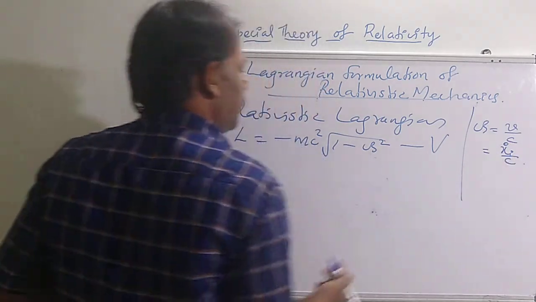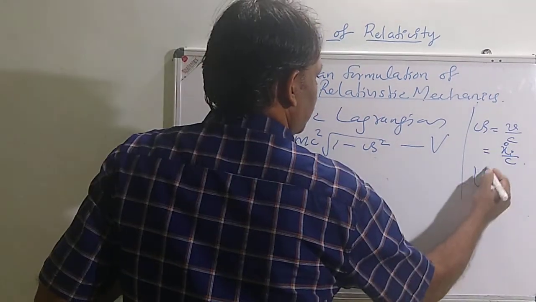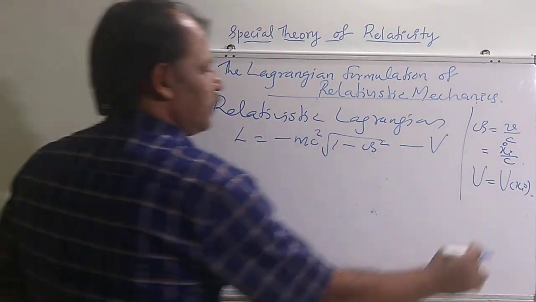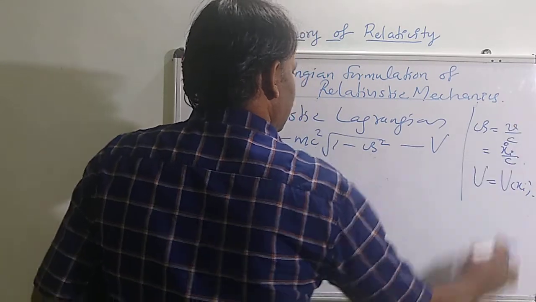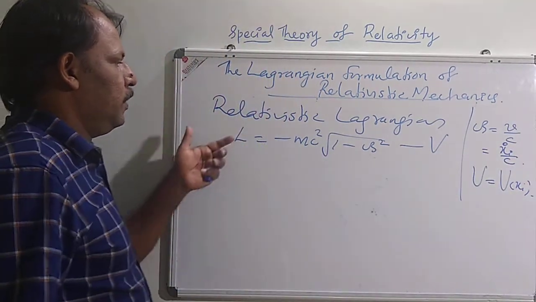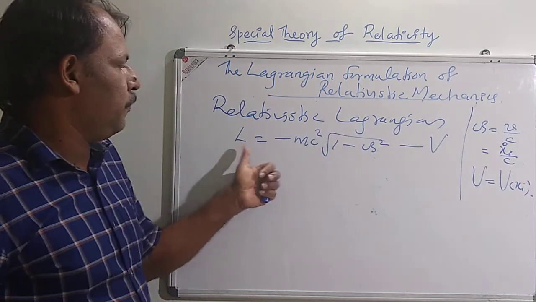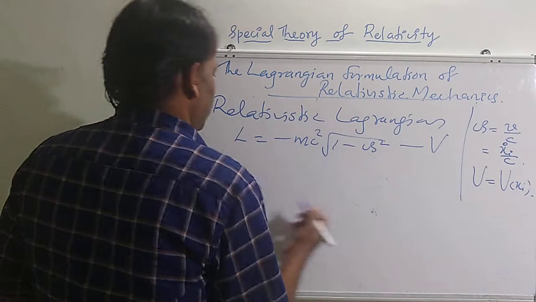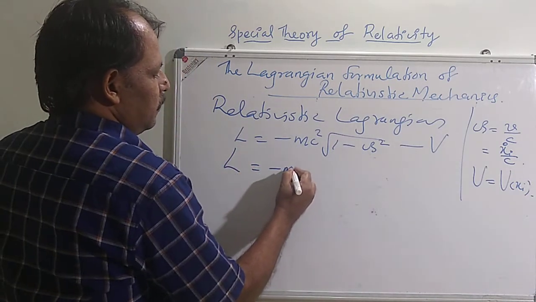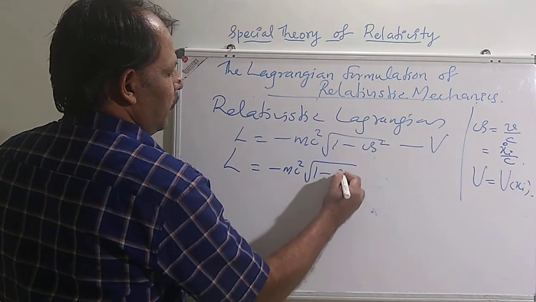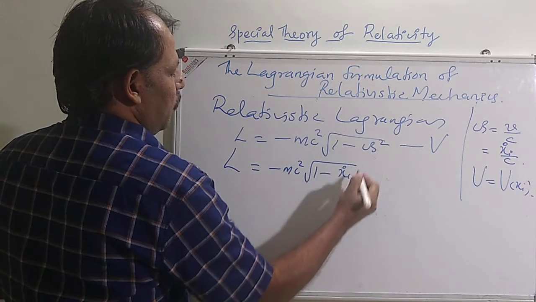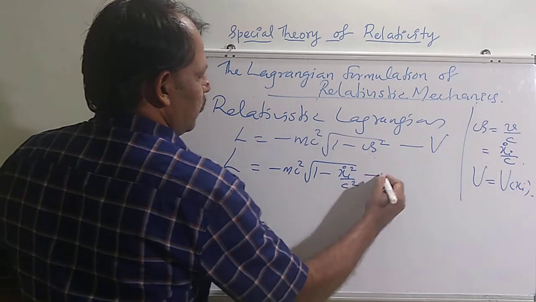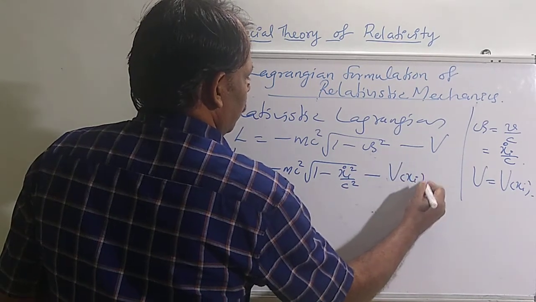Beta is xi dot by c, and V is a function of coordinate xi. So we assume a Lagrangian of the form L equal to minus mc square root of 1 minus beta square minus V, or we can write it as minus mc square into root of 1 minus xi dot square by c square minus V, a function of xi.